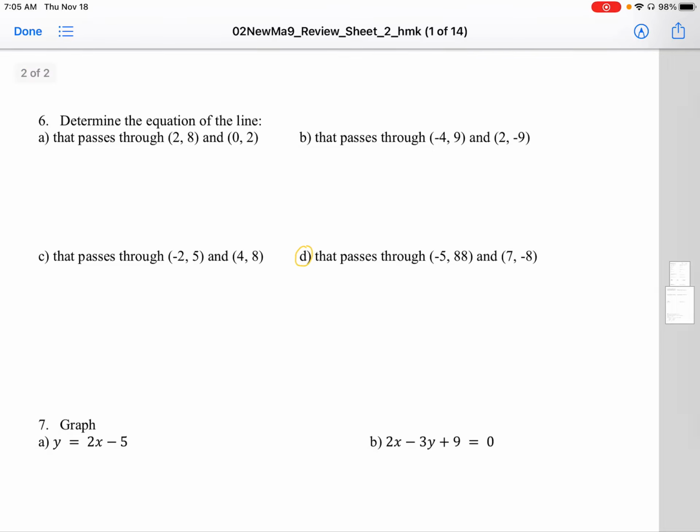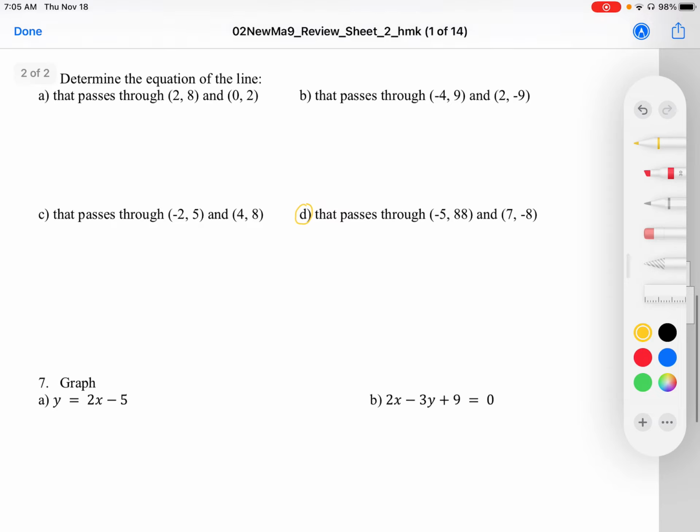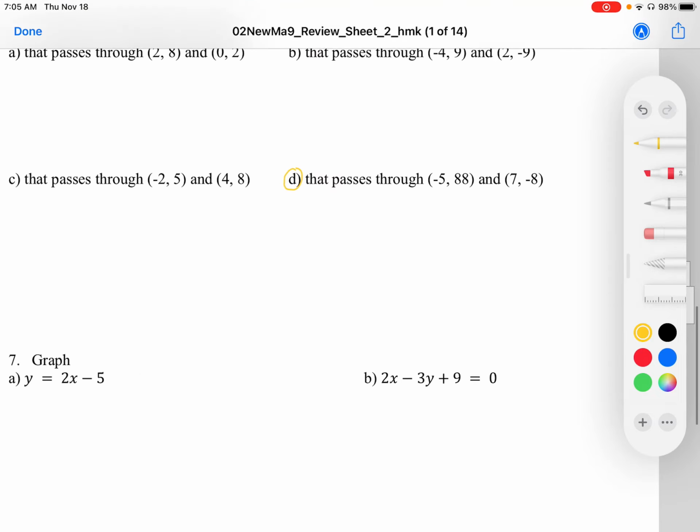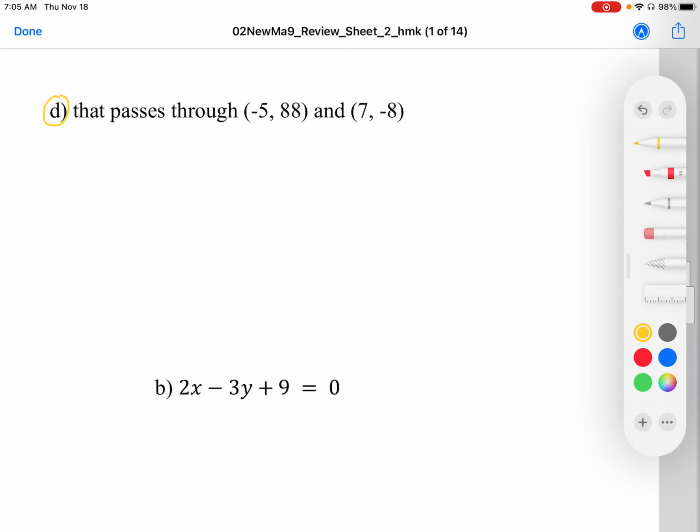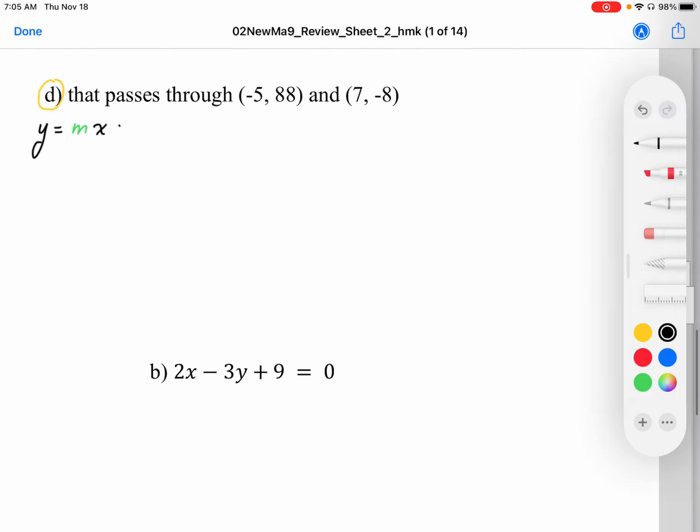So we'll look at 6D, and 6D is finding the equation of a line that passes through 2 points. To do this problem, we want to find y equals mx plus b. So we want to find the m, the slope, and we also need to figure out the b. These are the two parts of the equation that we need to find out given those two coordinates.